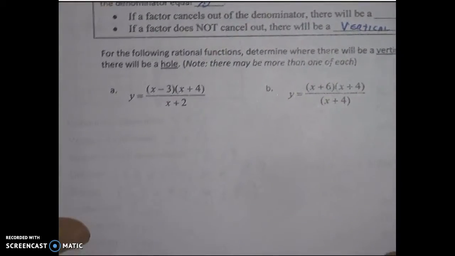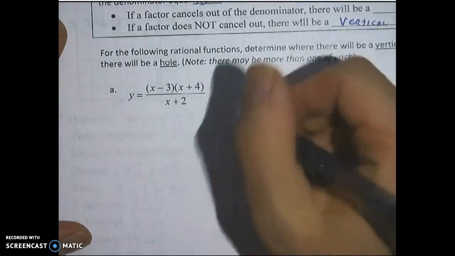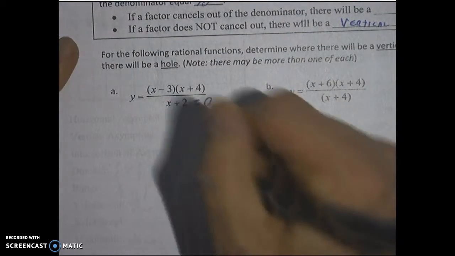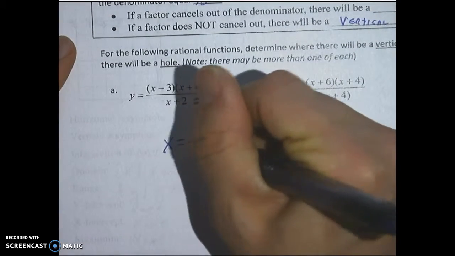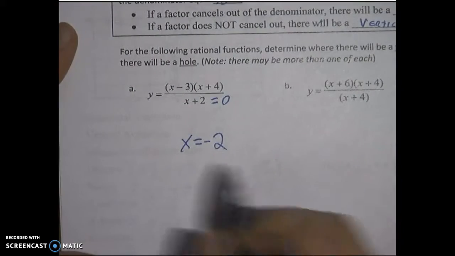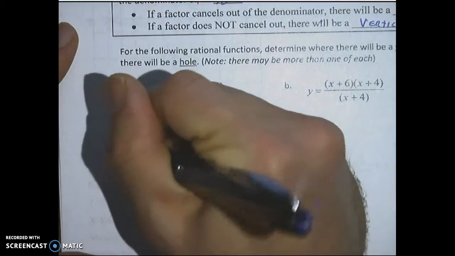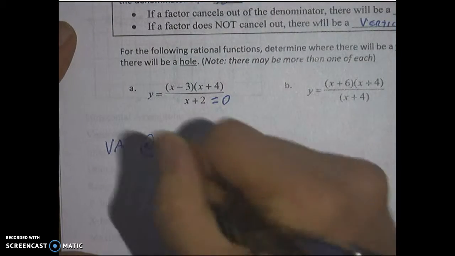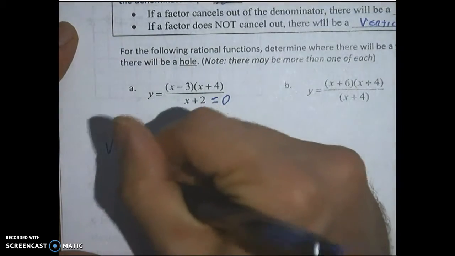So for instance here, you can't cancel anything out, but look at the bottom here. You set that equal to 0. Something's going on. There's a discontinuity at x equals -2. And since it wasn't canceled out, we know it's a vertical asymptote at x equals -2. And since we didn't cancel anything, there aren't any holes.